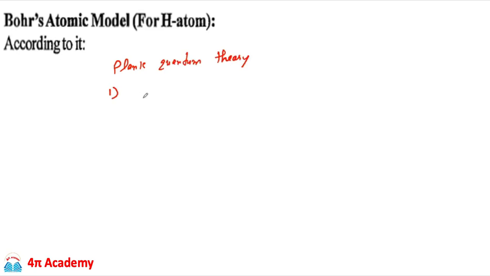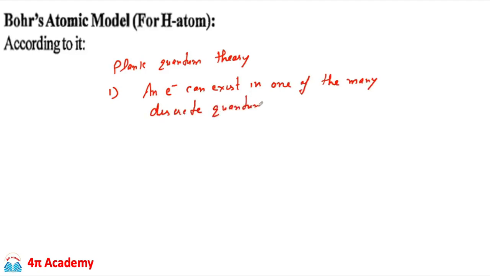So what he said: an electron can exist in one of the many discrete quantum states having definite value of energy.